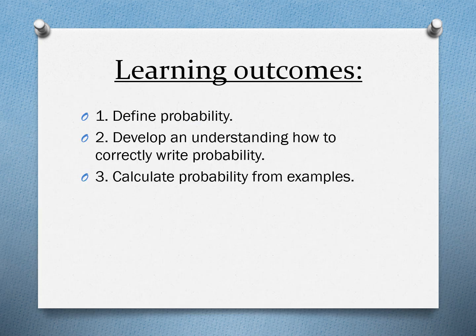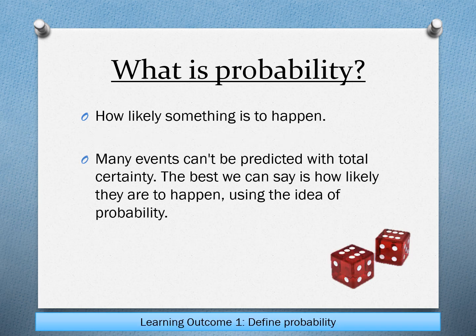Right, so learning outcomes. Today's lesson, we are going to define probability, develop an understanding of how to correctly write probability, and calculate probability from examples. So what is probability? Probability in short, guys, is the chance of an event occurring or not occurring. So the chance of something happening.